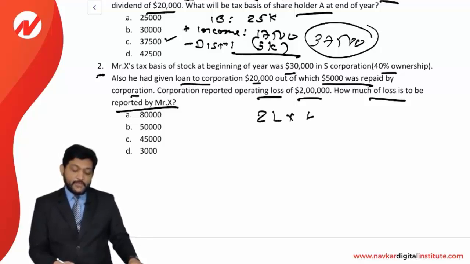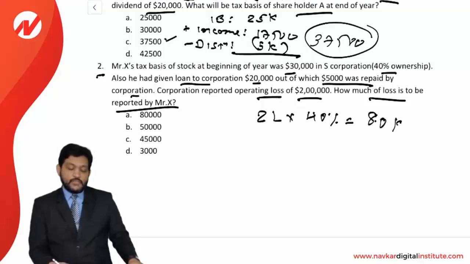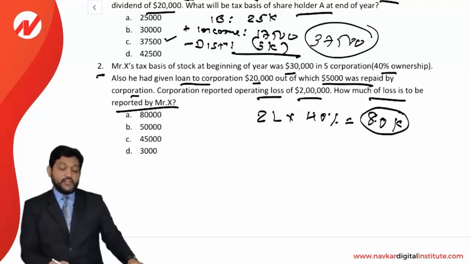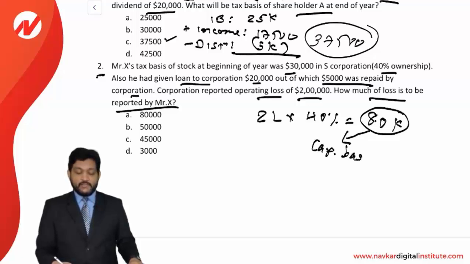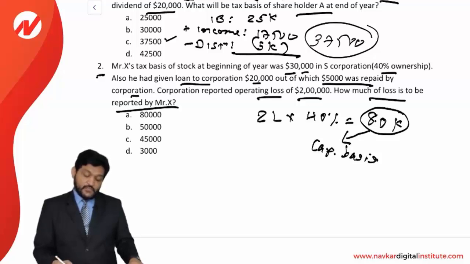Now you see, the loss reported by S Corporation is 2 lakh, out of which the share of Mr. X is 40%. 2 lakh into 40% will be 80,000. 80,000 of the loss is allocated to Mr. X, but this loss can be set off only up to capital basis. Now what is his capital basis? His capital basis is 30,000, so he can deduct up to 30,000 as capital basis, and the remaining he can deduct up to loan basis also.